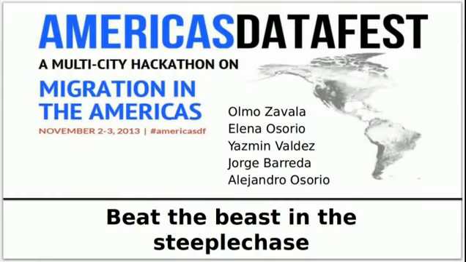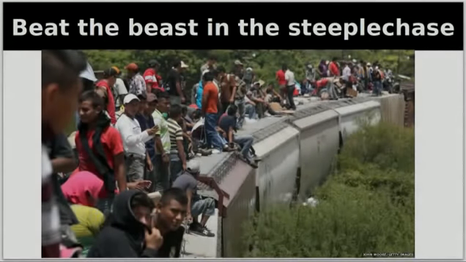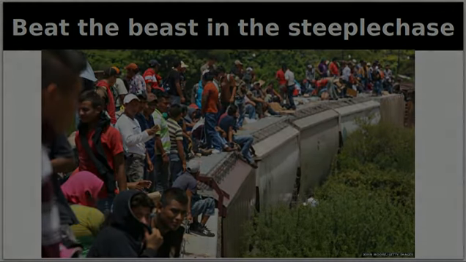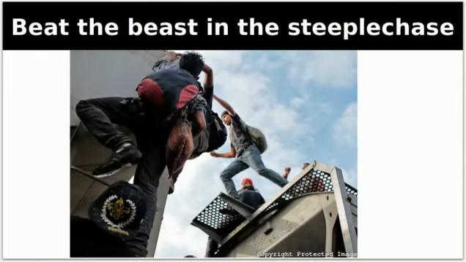Beat the Beast in the Steeplechase is a dynamic map on the web that shows important points along the different routes that migrants use every day to reach the US borders. This application is made for those men and women who use the Beast, the Mexican freight train, to travel long periods of time with limited food and in very bad conditions.